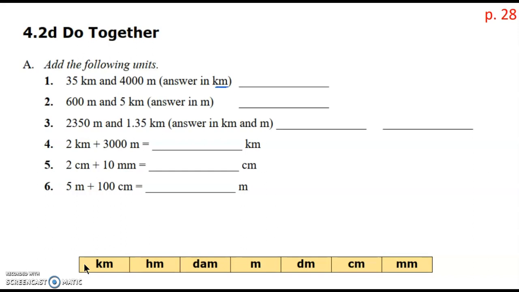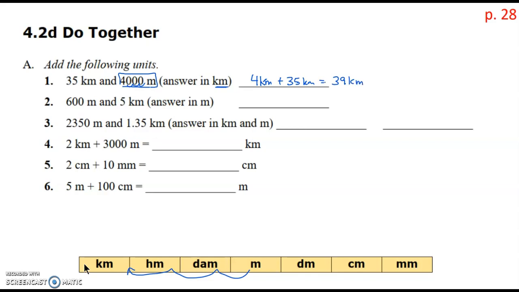So this one, number 1, they want the answer in kilometers. So we're going to convert the 4,000 meters to kilometers. We just discovered that that's 3 decimal places to the left. So 4,000 meters becomes 4 kilometers plus the 35 kilometers equals 39 kilometers.